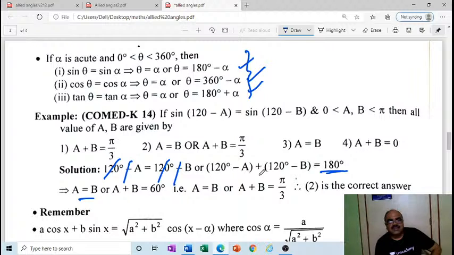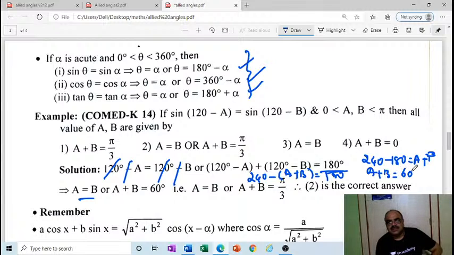Now in this 120 plus 120, 240 minus of A plus B equals 180. So if you take out A plus B that side, 240 minus 180 equals A plus B. A plus B equals 60 degrees. So A equal to B or A plus B equals 60. So second one is the right answer.